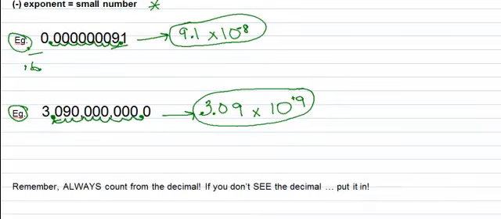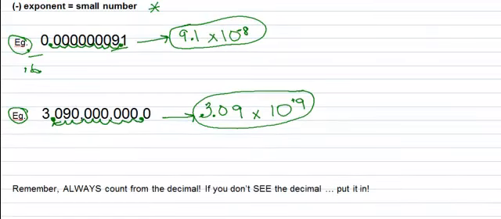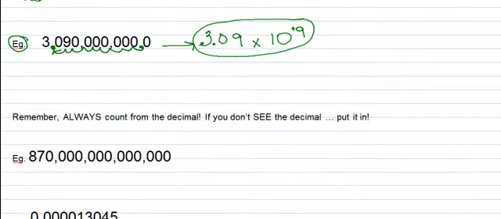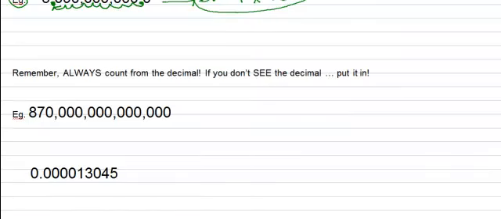Now, one of the key things to remember is we're always having to count from the decimal. No matter what has happened, I've counted from the decimal. If you don't see a decimal, you need to remember to put it in, otherwise you've got nothing to count from. So here, let's look at this example. We don't see a decimal, so here's the decimal point. It's always at the end when it's a big number. I'm just going to add the 0 to make sure we don't forget it.